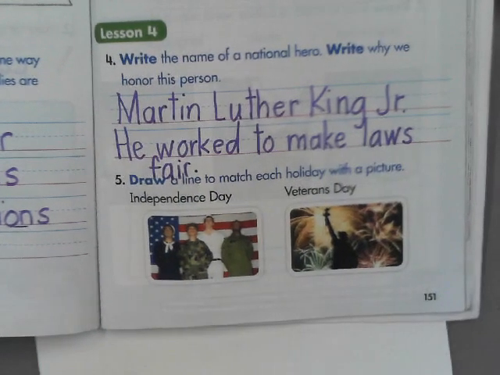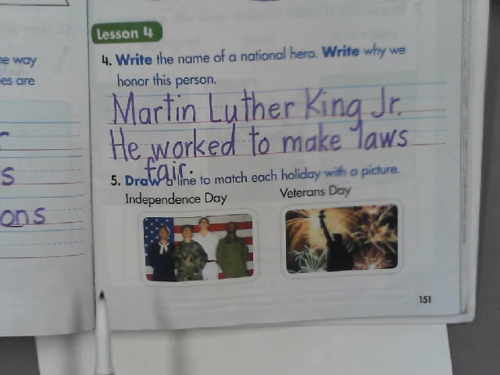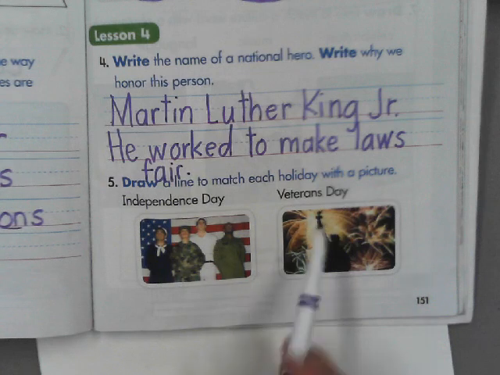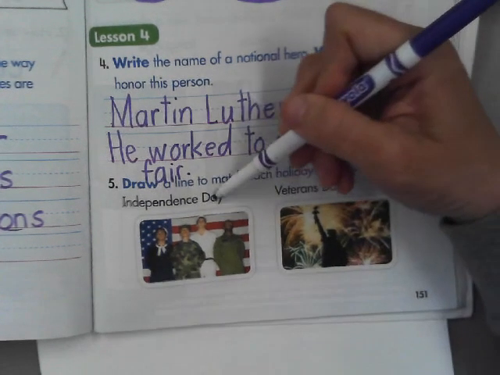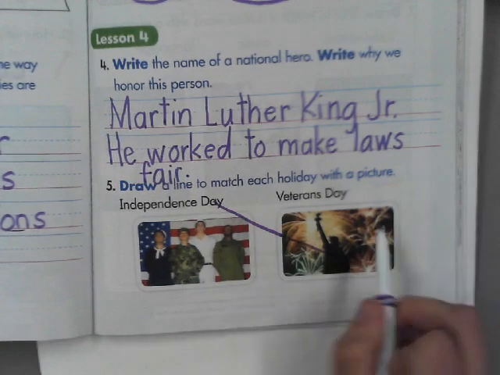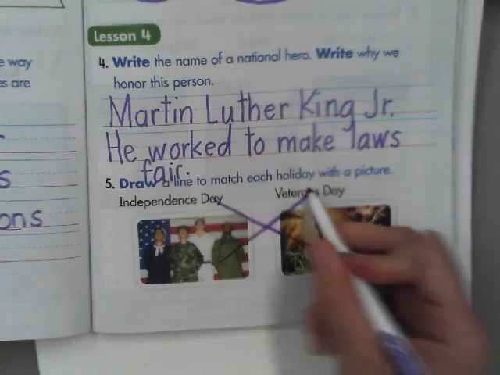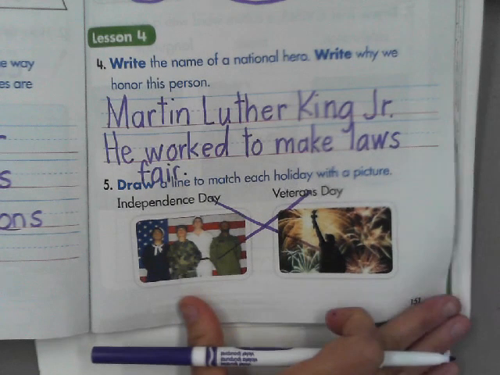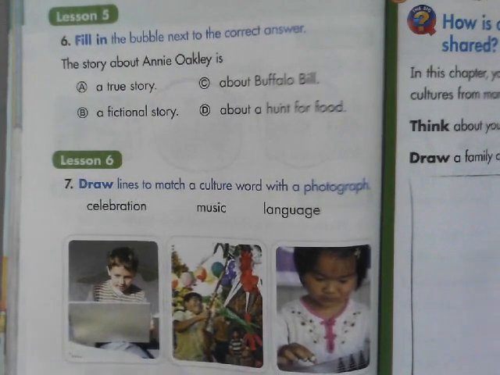Number 5. It says to draw a line to match each holiday with a picture. So we have Independence Day and Veterans Day. Well, Independence Day could also be called the 4th of July. So I'm going to draw a line here. I see the fireworks going here. In Veterans Day, we will honor our veterans here. So I drew lines to match those pictures. All right, let's turn the page.